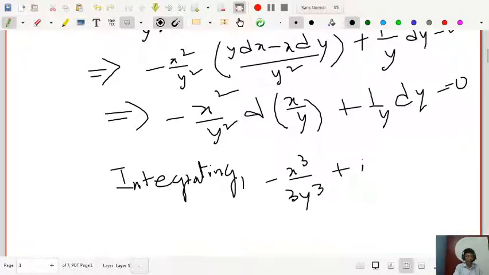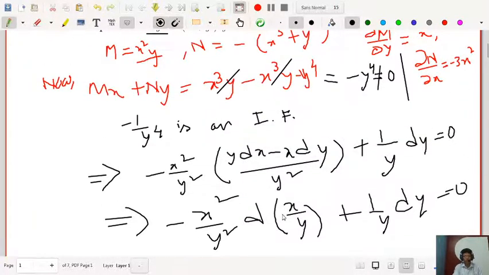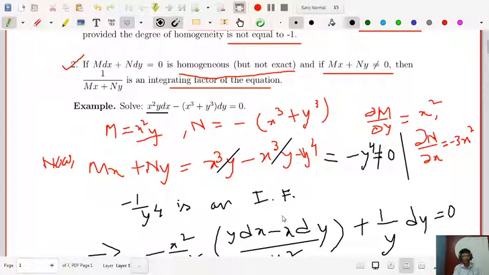Plus log y ln y equal to c. So this is the answer. This is the general solution of this differential equation. So look at that. We have applied rule 1, that M dx plus N dy is homogeneous but not exact, and if this is not equal to 0, then this is an integrating factor. With the help of an example, we have explained the thing.